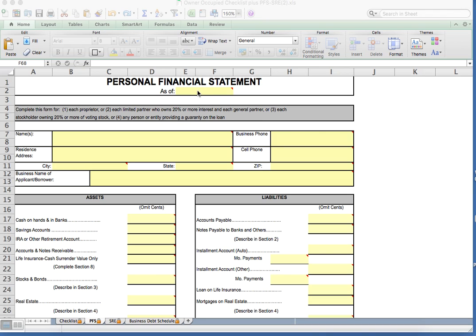So up top here, we'll always put in the date. Lenders like to see that this is dated within about 60 to 90 days of the current period of time. So make sure that you fill this out.